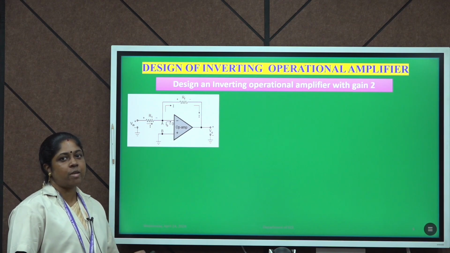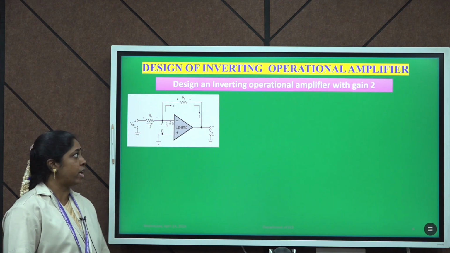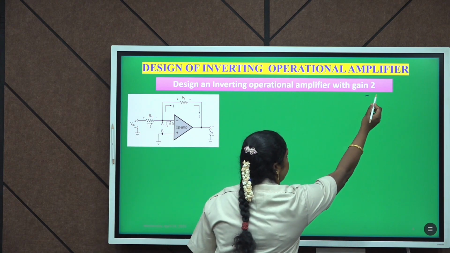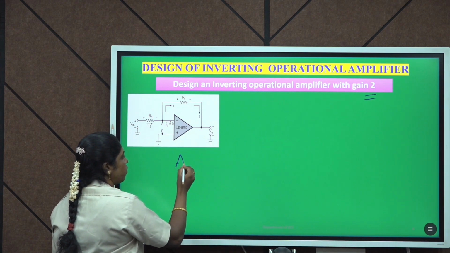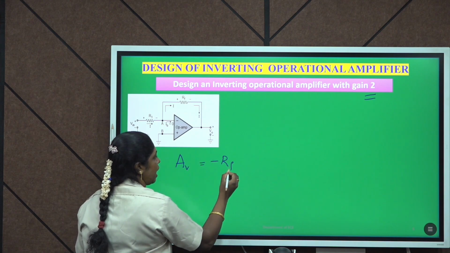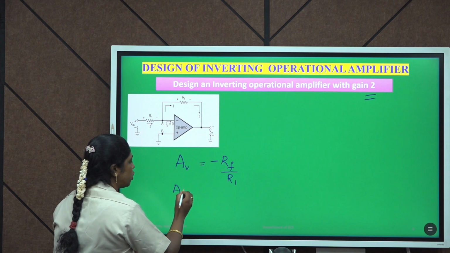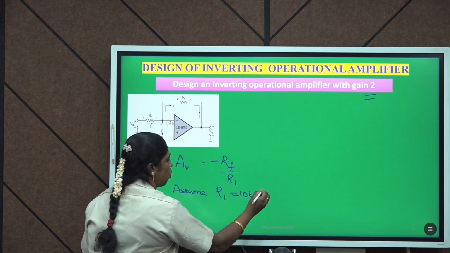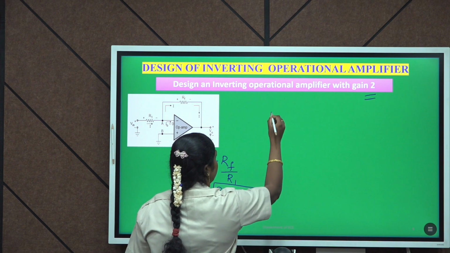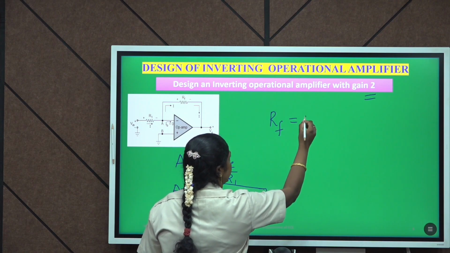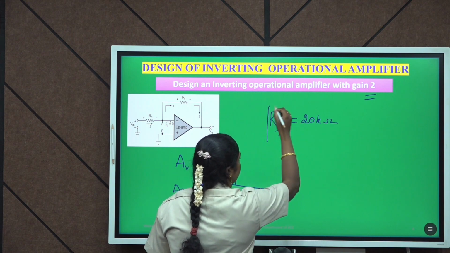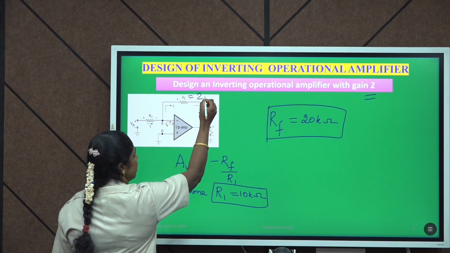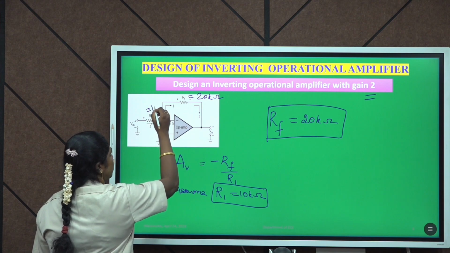With the design procedure, the same circuit I will show as a simulation in PSIM software. In the inverting operational amplifier, we are asked to design an inverting operational amplifier with gain 2. The gain of the inverting operational amplifier, AV, is equal to minus RF by R1. So, we need to assume the input resistance R1 is equal to 10 kilo ohm, and by using the gain equation we will get the feedback resistance RF equal to 20 kilo ohm. Once R1 as well as RF are calculated, we can substitute them in the circuit: RF is 20 kilo ohm as well as R1 is equal to 10 kilo ohm.